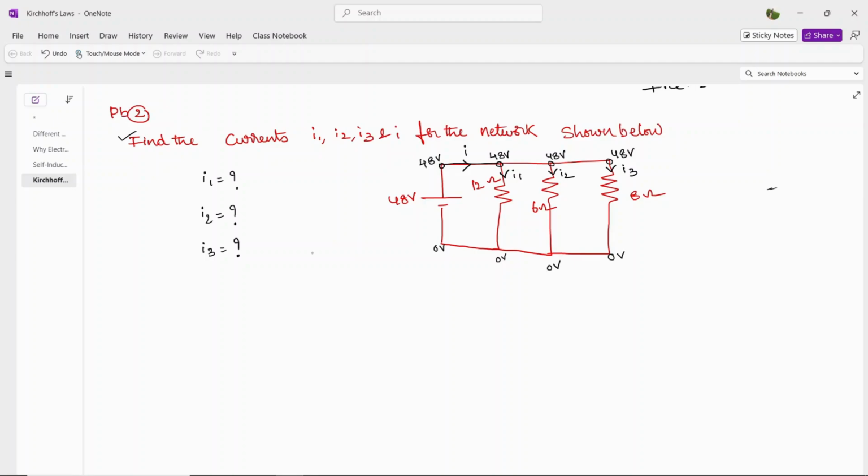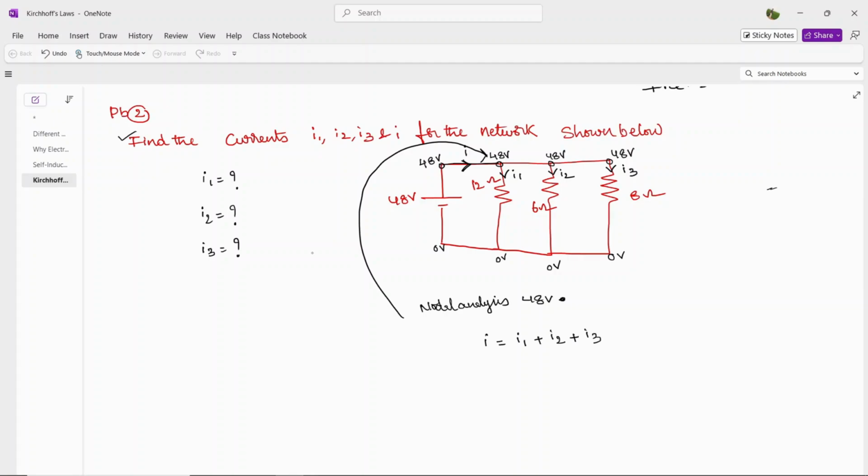So by using nodal analysis, I'm going to apply KCL at this point. At the 48 volts node, I'm applying nodal analysis. What are the entering currents? You can see here the current I is entering, and the current is leaving as I1, as I2, and as I3.